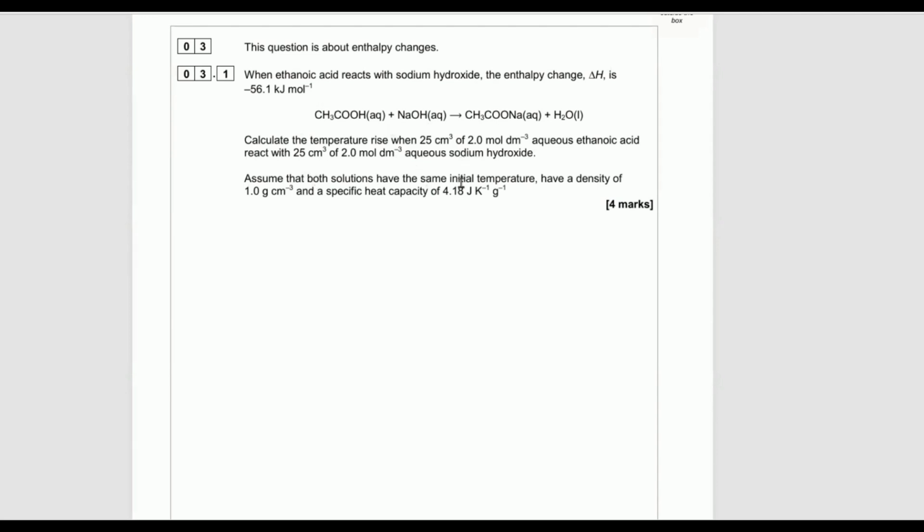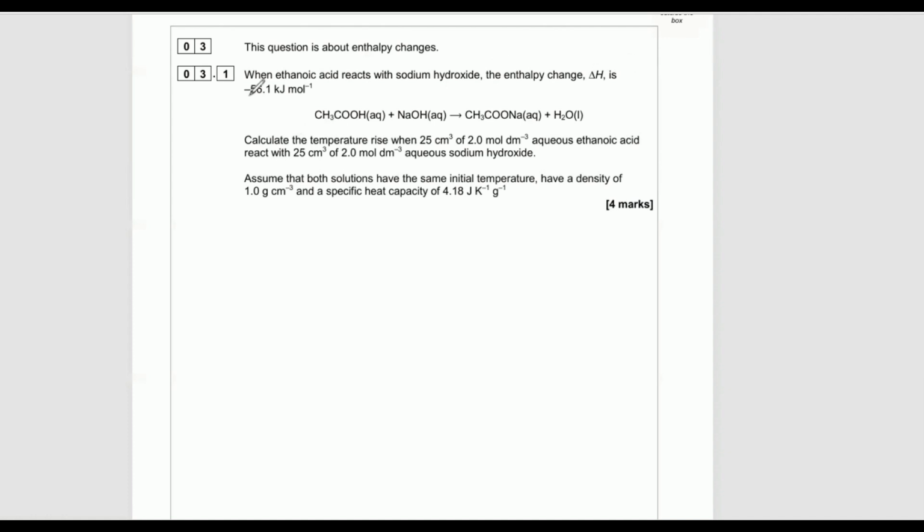Assume that both solutions have the same initial temperature, have a density of 1 gram per centimeter cubed, and a specific heat capacity of 4.18 joule. Give the units for specific heat capacity, and it's 4 marks. So what I would do is bust out my highlighter pen, because when you read the stems of questions, you should always be making a note as you go through of the different values and bits of data and information you've been given, and eventually you'll train yourself so when you spot a question, you will understand.